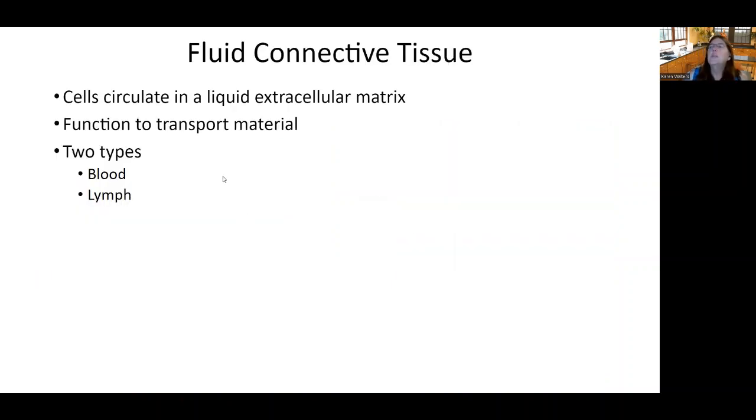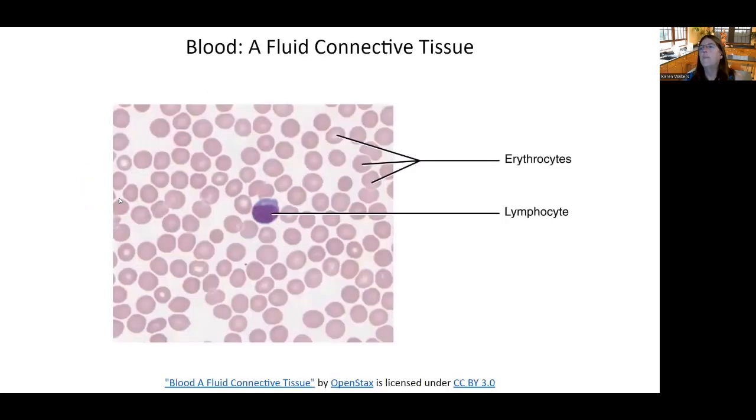So let's look at the blood a little bit. We consider that a fluid connective tissue. And so the blood cells circulate in what we would consider a liquid extracellular matrix. I know that seems a little strange. It's there to transport material. We have blood and we have lymph. So there's blood. You've looked at that before. In the lab, we looked at the red blood cells, also known as erythrocytes.